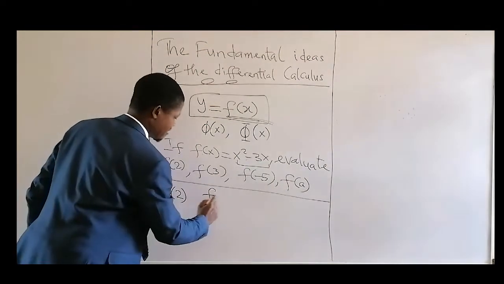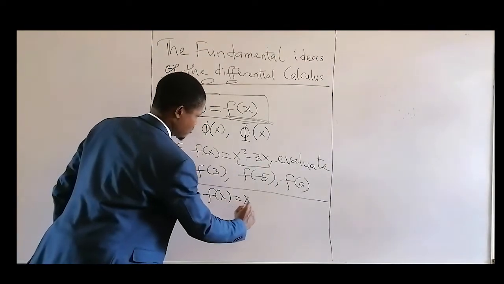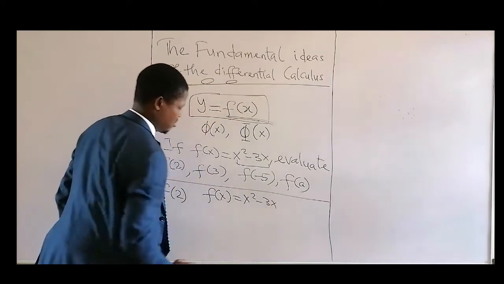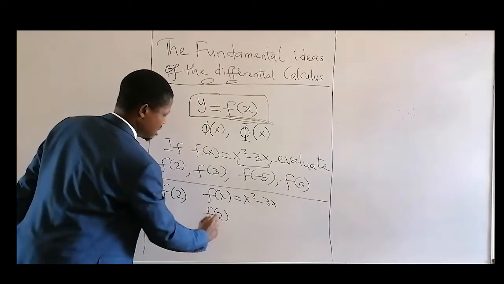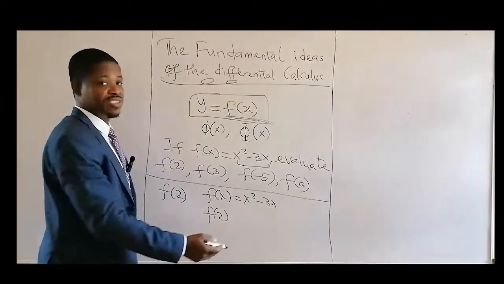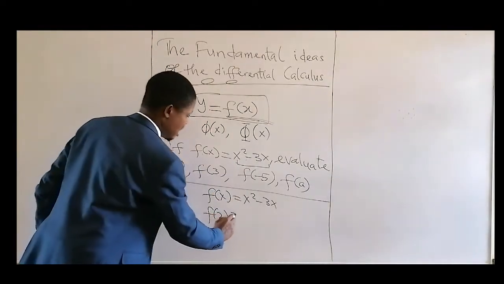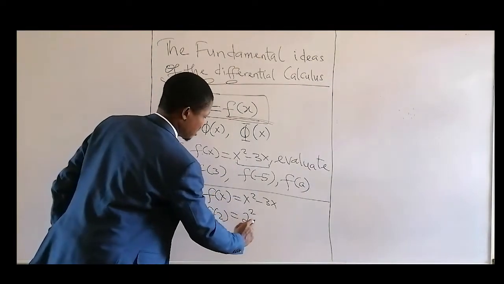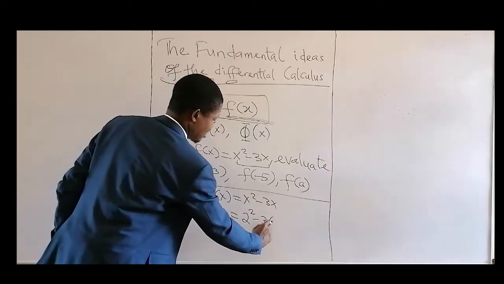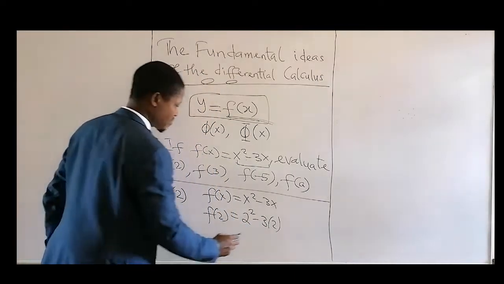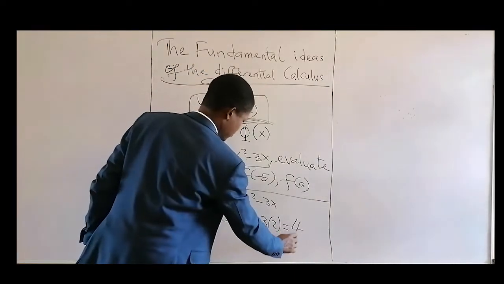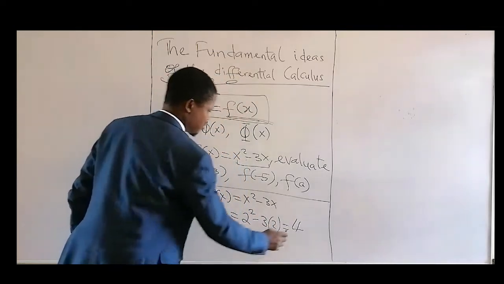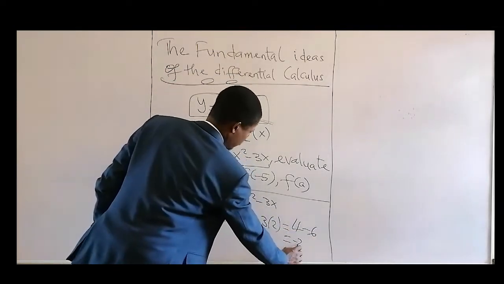Don't forget that your f of x is x squared minus 3x. So f of 2 means x is 2. Wherever you see x, plug in those values, and that will be equal to 2 squared minus 3 times 2, and that will be equal to 4 minus 6. That's minus 2.